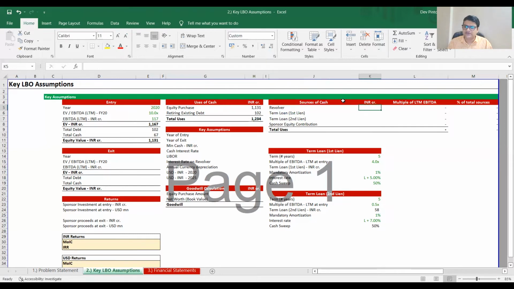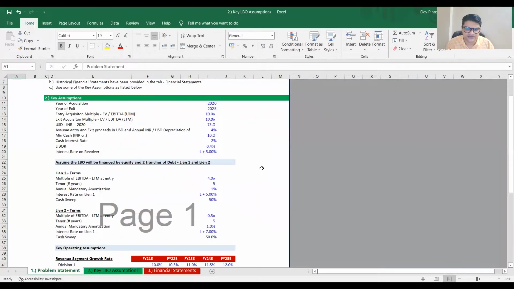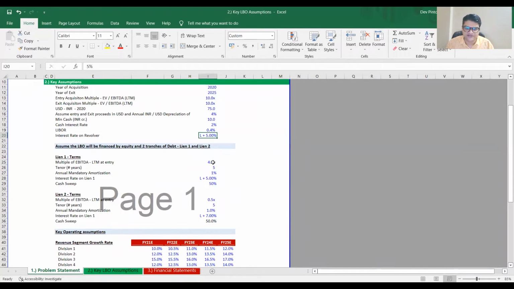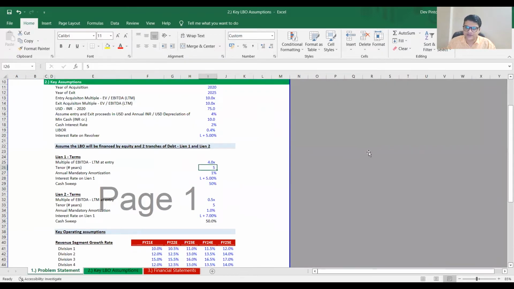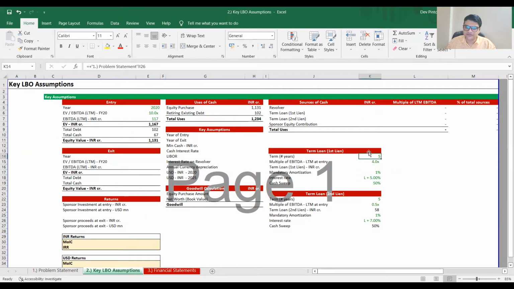So at the start, they've told us nothing about the revolver, in terms of how much it finances. They've just told us that 4 turns of EBITDA are going to come in terms of line 1 and 0.5 turns in terms of line 2. So let's just link that in. Let's go over here. I've already linked it in to make things simpler, which is nothing but just linking it from here. All of these assumptions, from the term, the multiple, the mandatory amount, interest rate, cash sweep, same things over here.